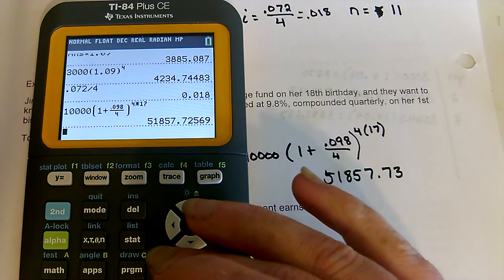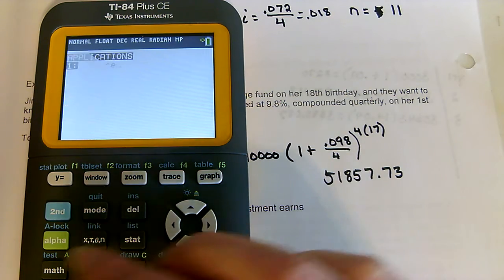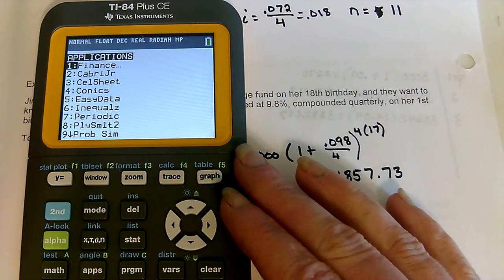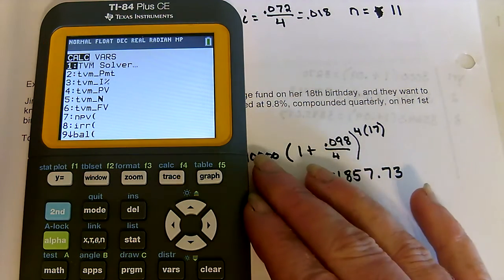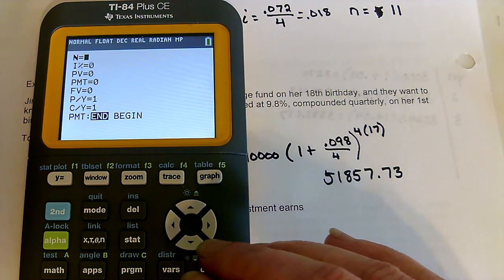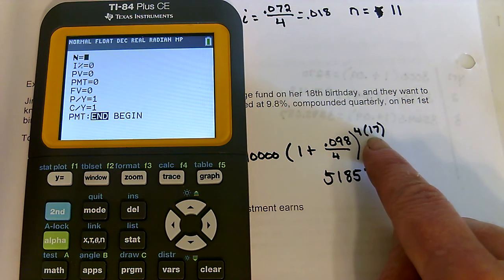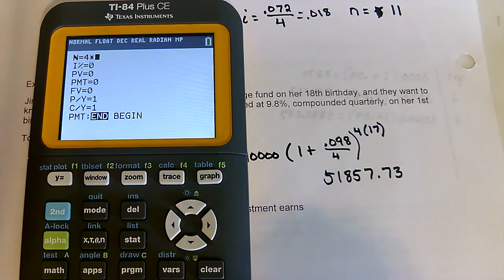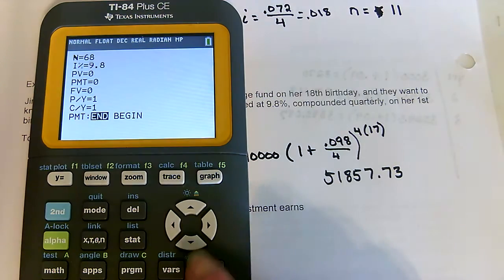I'm going to go into apps. There's one called Finance. And we're looking at the very first one, TVM Solver. N is going to be the number of periods we've done, so this would be 4 times 17. The interest rate, 9.8. And notice it has the percent, so we're writing in the percent.